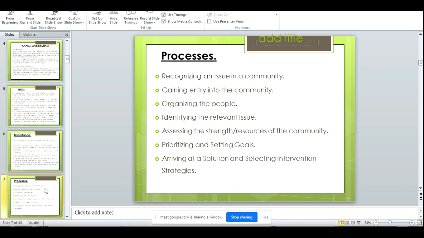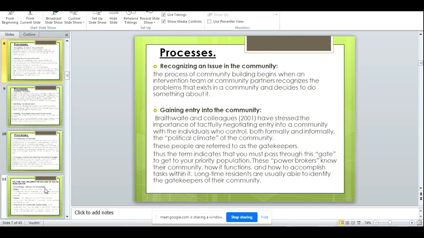And to go into a community, you first have to gain entry into the community so you can be welcomed. You cannot just go into a community and impose things on them. You first have to go through the step of gaining entry and being welcomed into the community. We'll talk more about that. You also have to be able to organize the people. You have to identify the relevant issues in the community. You also have to assess the strengths and resources of the community, prioritizing and setting goals, arriving at a solution, and selecting intervention partners. So this is more explanation of those points I just read out.